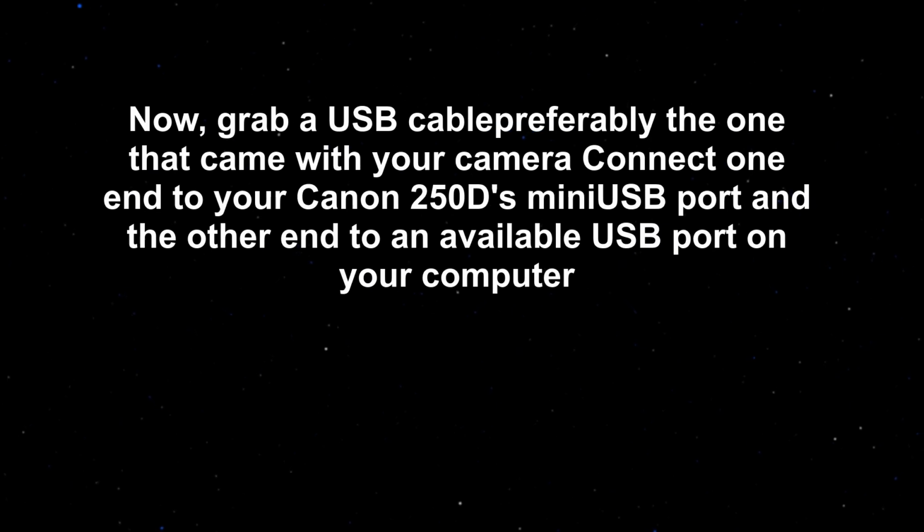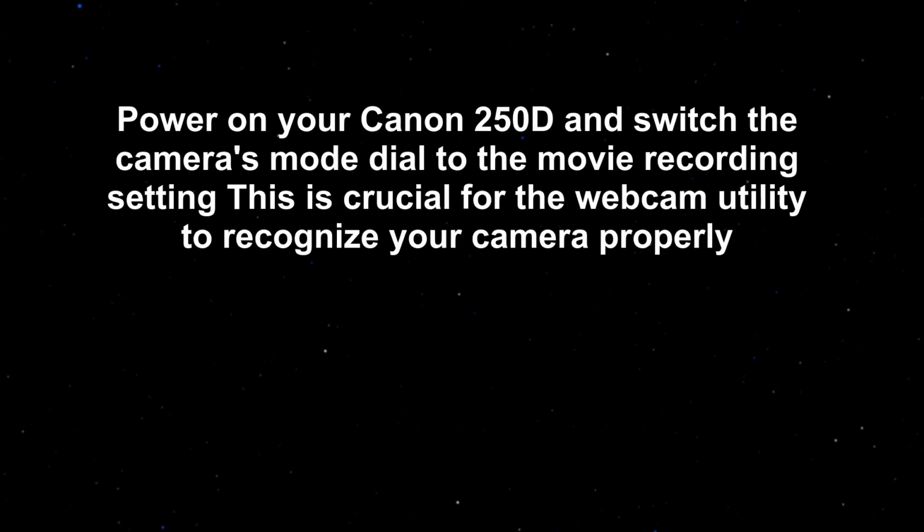Now, grab a USB cable, preferably the one that came with your camera. Connect one end to your Canon 250D's mini-USB port and the other end to an available USB port on your computer. Power on your Canon 250D and switch the camera's mode dial to the movie recording setting. This is crucial for the webcam utility to recognize your camera properly.